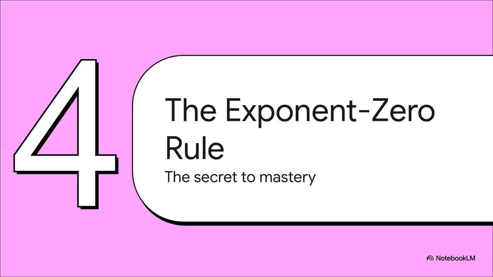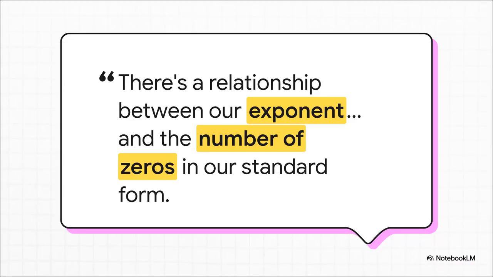So let's make it official and give this pattern a name. This is the secret key to the whole thing. We'll call it the exponent zero rule. And this quote just nails it. The exponent is the boss. It tells you everything you need to know. It tells you how many tens you're multiplying, and it tells you exactly how many zeros to stick on the end of your final number. It's the one piece of information that connects all 3 forms.